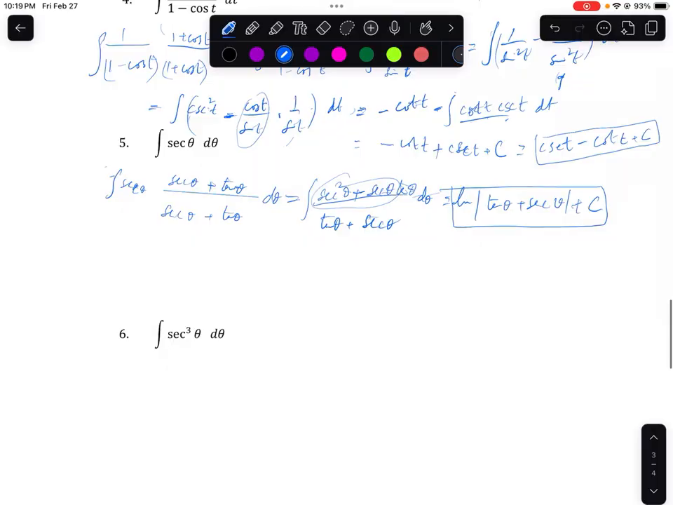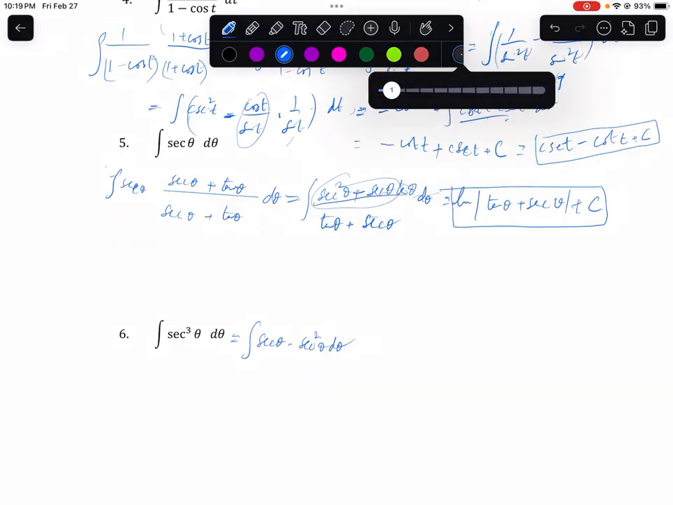So the next one is the integral of secant cube theta d theta. We'll start by integration by parts. We split it and write it as secant theta times secant square theta d theta. And we will take dv to be secant square theta d theta, because we know the entire derivative of that, which is tangent theta.